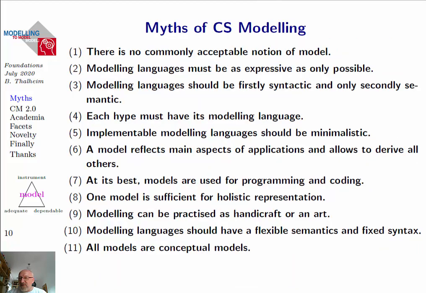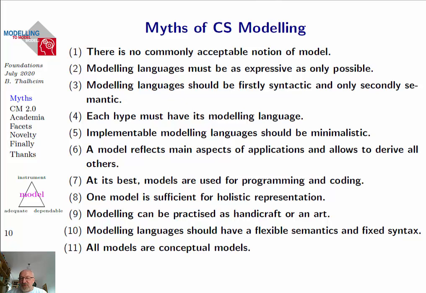There are other myths of conceptual computer science modeling. There is no commonly acceptable notion of model. I think we claimed here in this lecture pretty deeply that there is a commonly acceptable notion of a model. Modeling languages must be as expressible as only possible. My goodness, then we would have a universal language, whereas a universal world formula doesn't exist. See the Bible and other holy books.